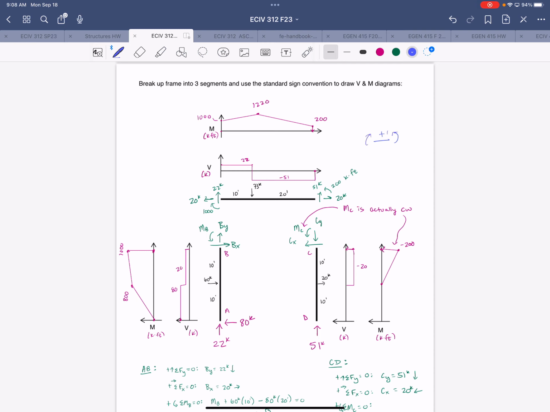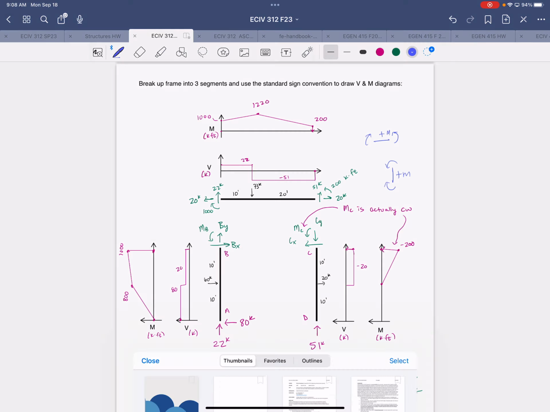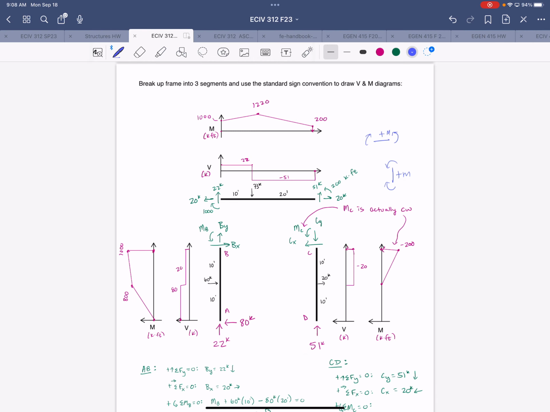All right, this was our positive moment for beam, and this is our positive for column. So that's just something to keep in mind. However, they will always be equal magnitude, opposite direction.